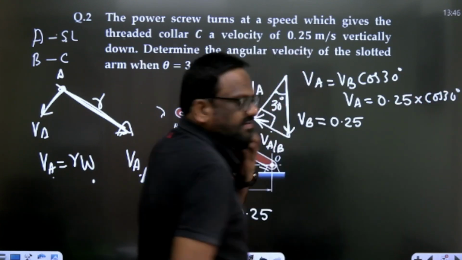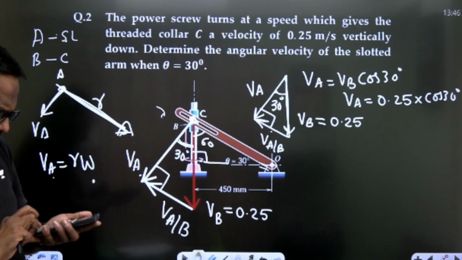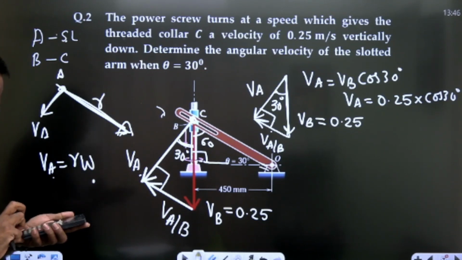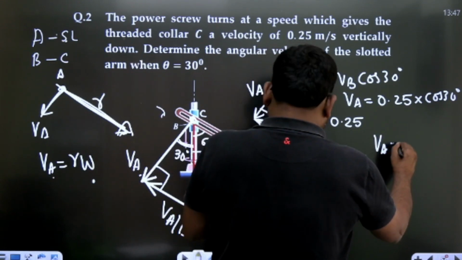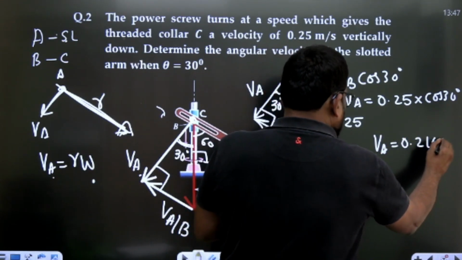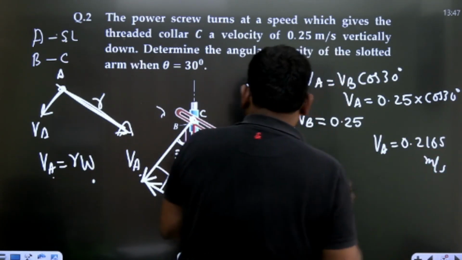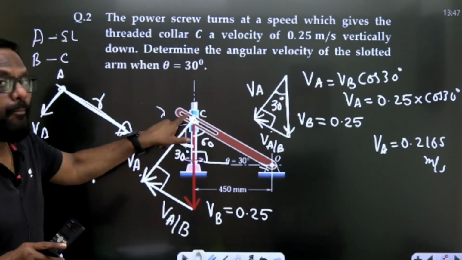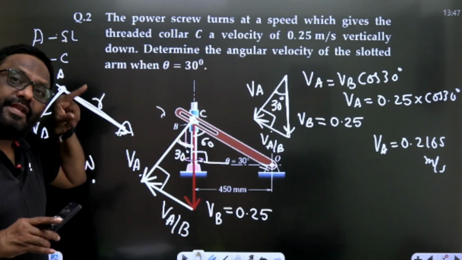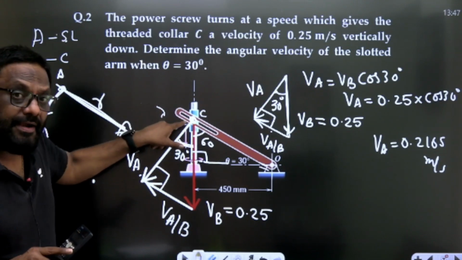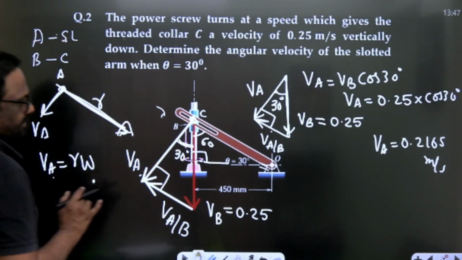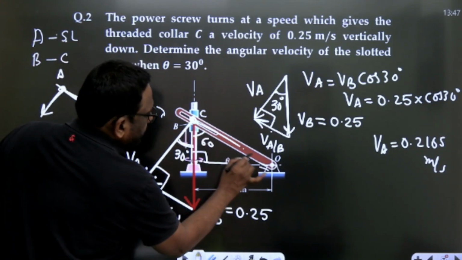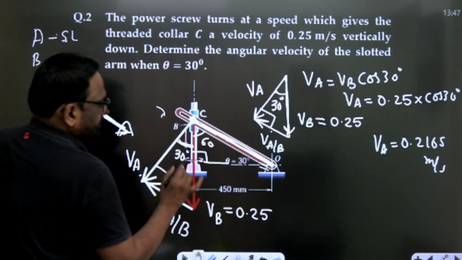So tell me, how much is it coming? 0.25 into cos 30. You get the value VA is equal to 0.2165 meter per second. What is the meaning of VA? It is the velocity of point A which is coincident with point B. Where is point A? It is on the slotted lever. Now tell me, how can I calculate this length?